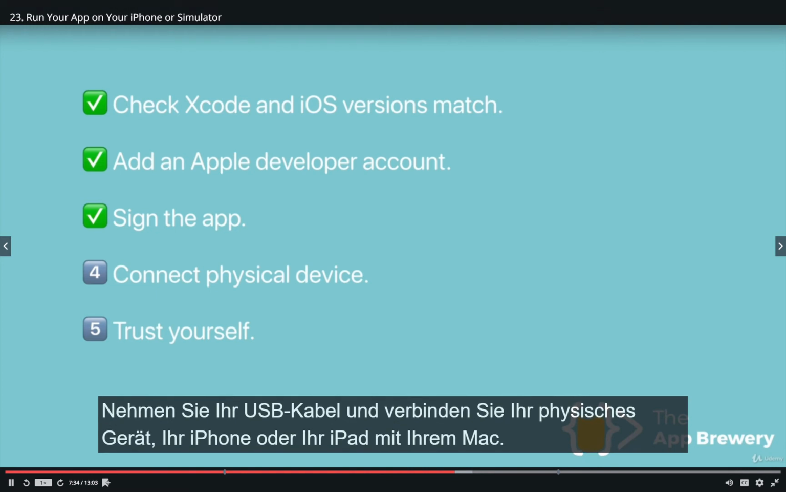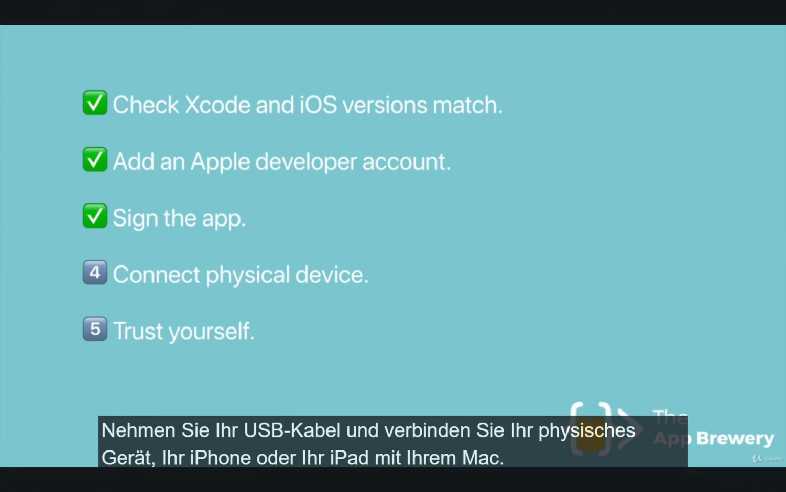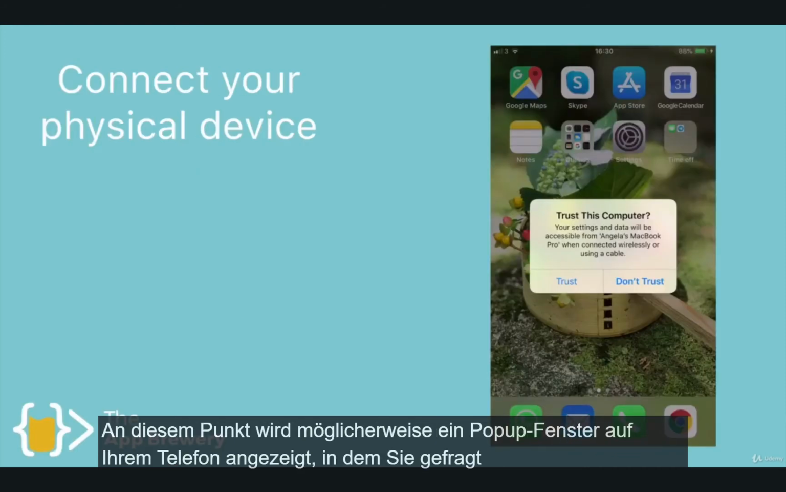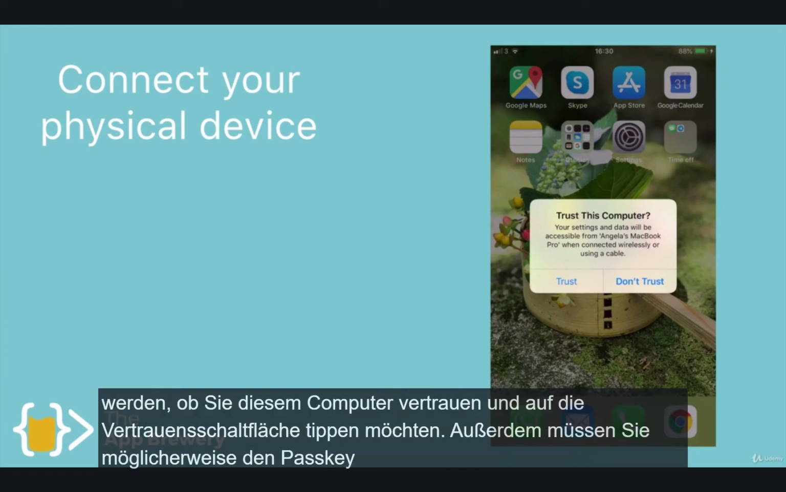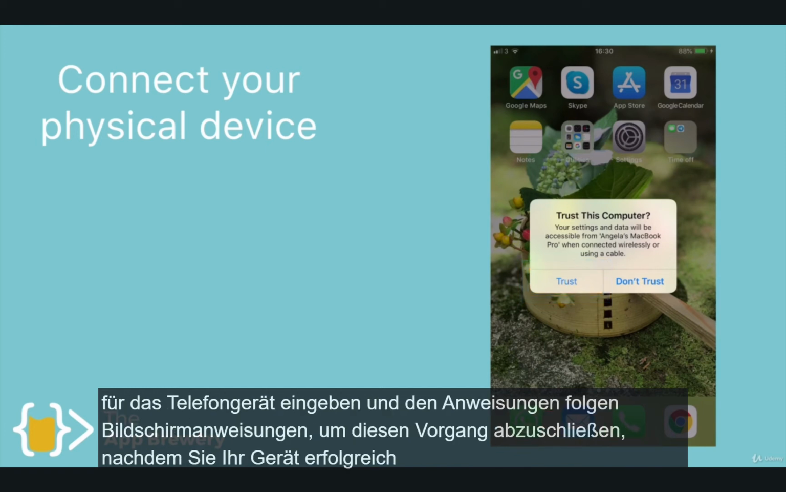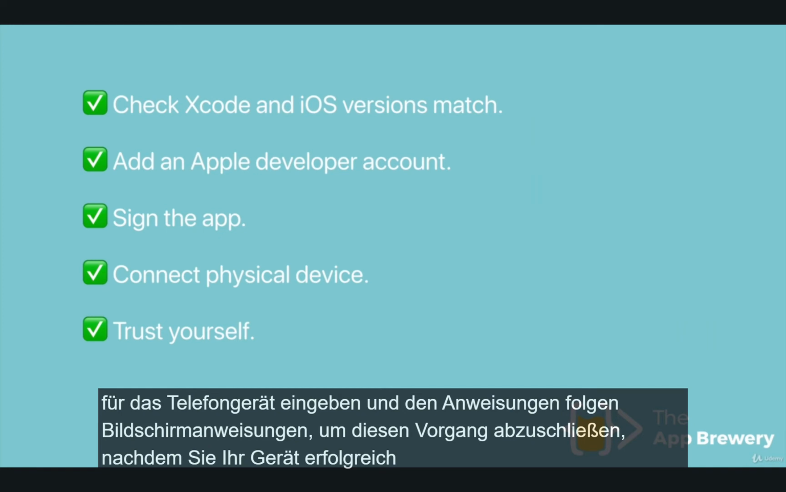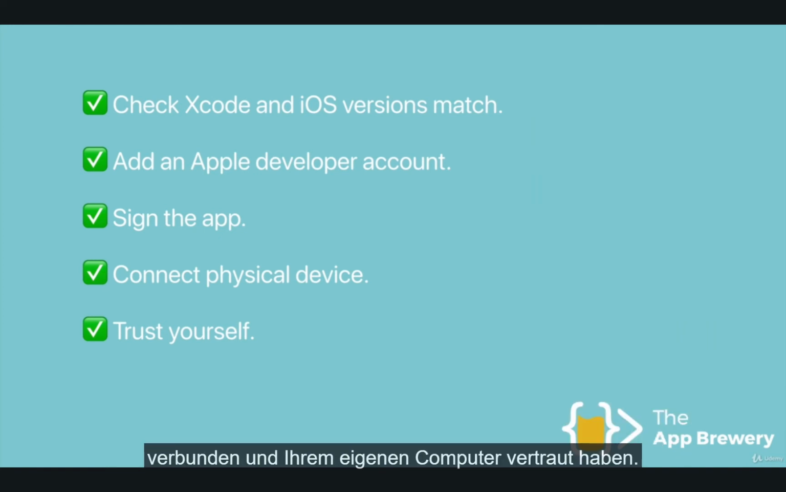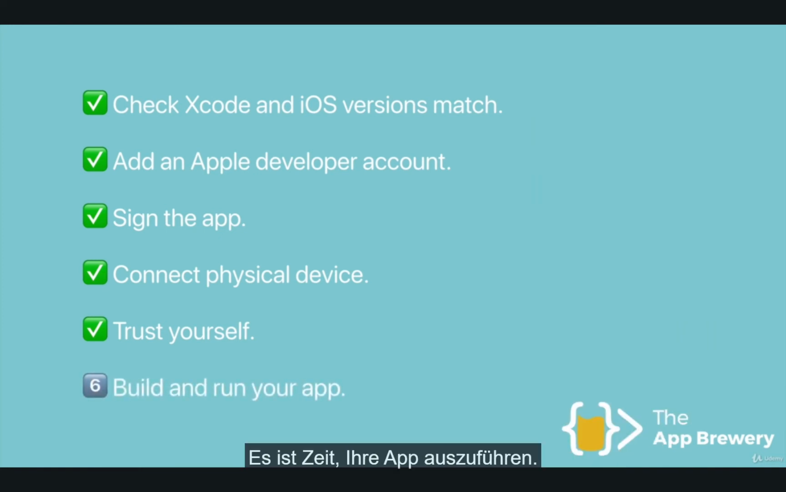Grab your USB cable and connect your physical device, your iPhone or your iPad, to your Mac. Now at this point, you might see a pop-up show up on your phone, which asks you whether you trust this computer. So go ahead and tap on the Trust button. And it might also require you to type in the phone device passkey and follow the on-screen instructions to complete that process. Now that you've successfully connected your device and trusted your own computer, it's time to run your app.